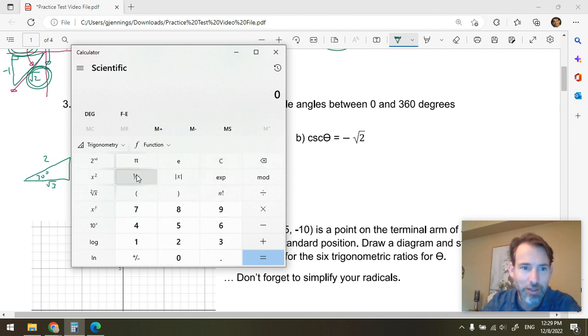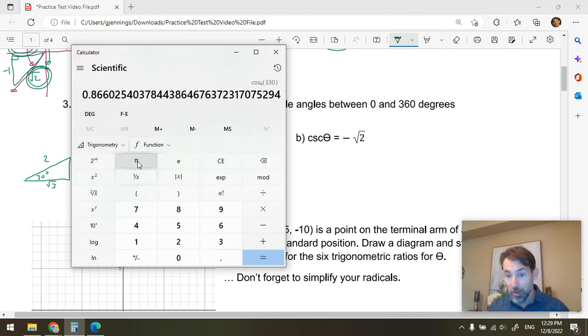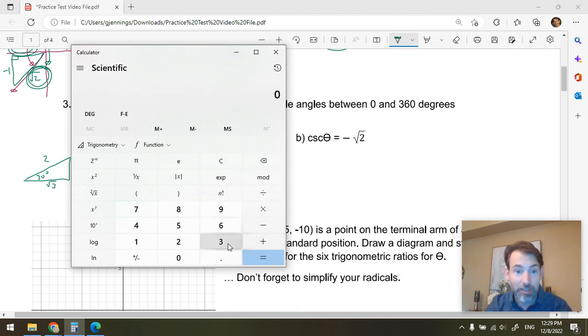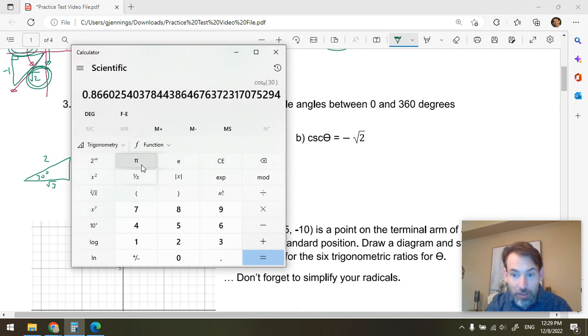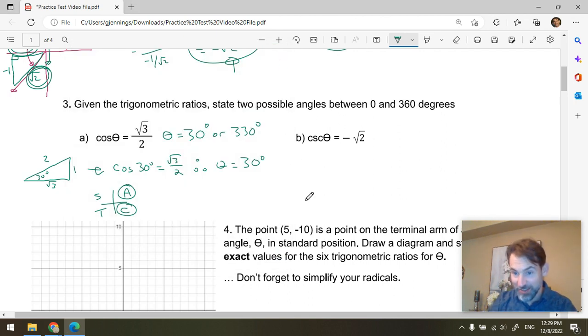This is what you can do. You can say 330 degrees, and then I take the cosine of it. Turns out to be positive 0.866. Okay, cool. So then I take 3 and I take the square root of it, and I divide that by 2, and I get the same thing. And then I can also do 30 degrees and take the cosine of it and see the same thing. So all of those are different ways of doing that. Okay, so that's how that's done.